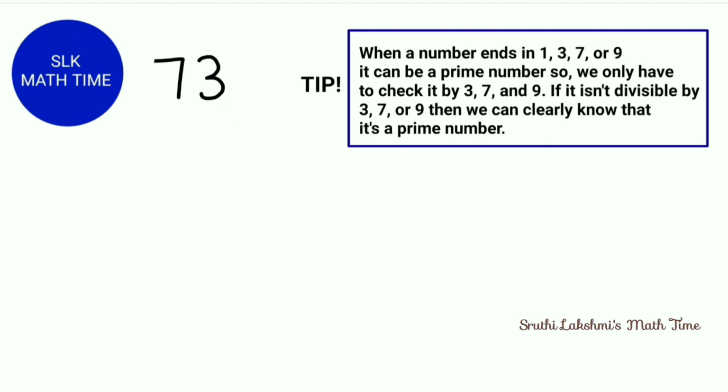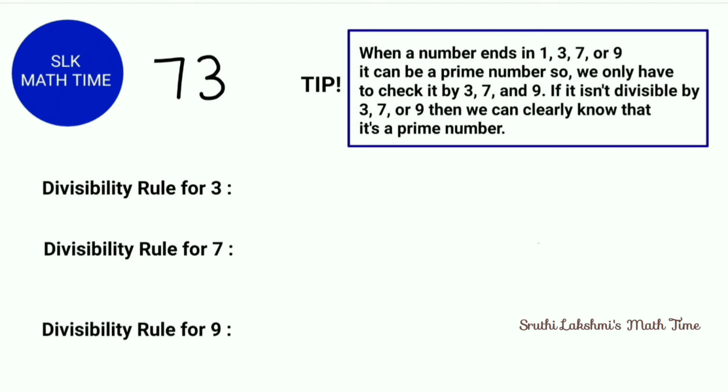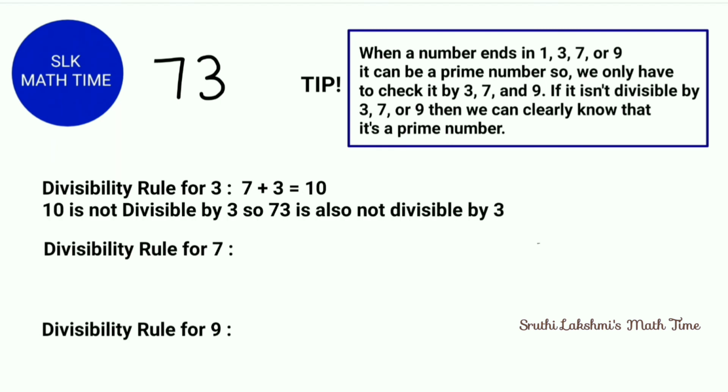So let's first check if 73 is divisible by 3. So we have to add the digits 7 and 3 together. So 7 plus 3 is 10. Since 10 is not divisible by 3, the number 73 is also not divisible by 3.